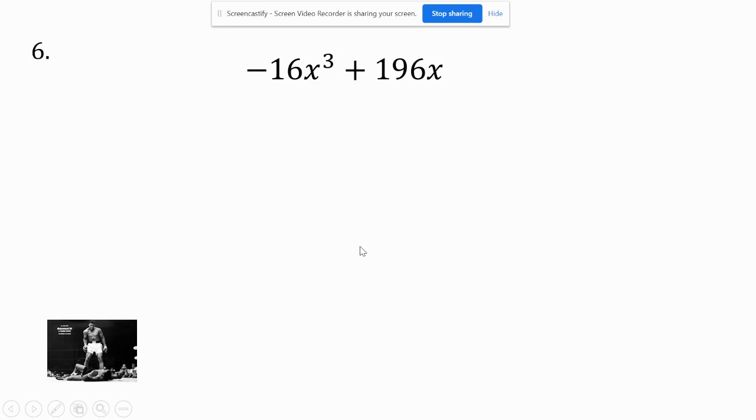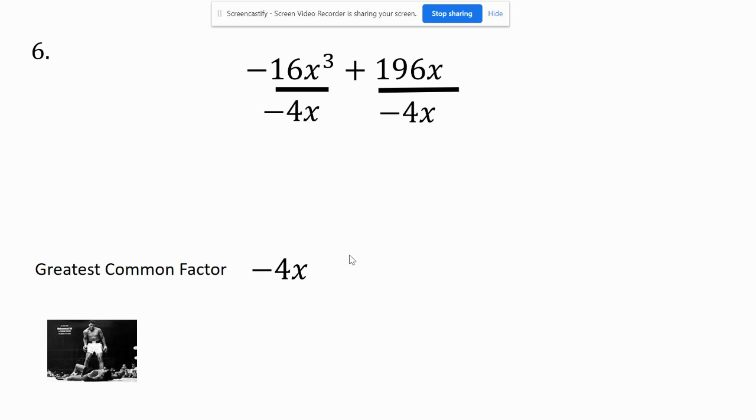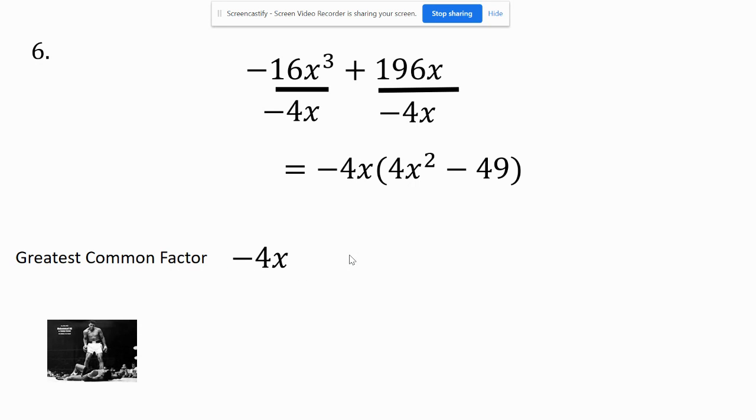Is there something common? I believe so. Also, I would always factor out a negative if possible. So the largest number I can factor out is a negative 4x. And when I do, that leaves me 4x squared minus 49.